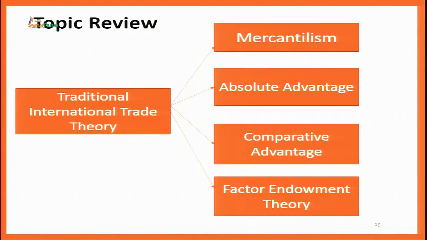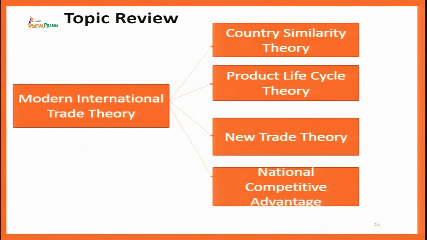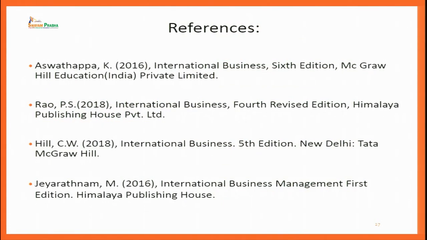Now let's quickly review what we did in today's lecture. We talked about certain traditional international trade theories: mercantilism, absolute and comparative cost advantage, and the factor endowment theory. We also talked about certain modern international theories like country similarity, product life cycle, new trade, and Michael Porter's competitive advantage theory. I hope you all have understood. These are the reference books which I referred to while giving this lecture. Thank you so much. All the best for your future.